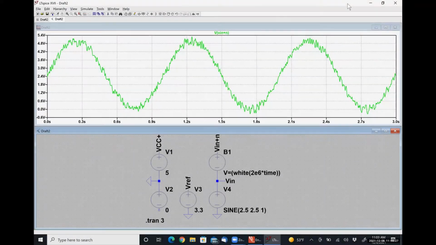What we're going to kick things off with today is a look at a comparator circuit where we have included some noise on our input.